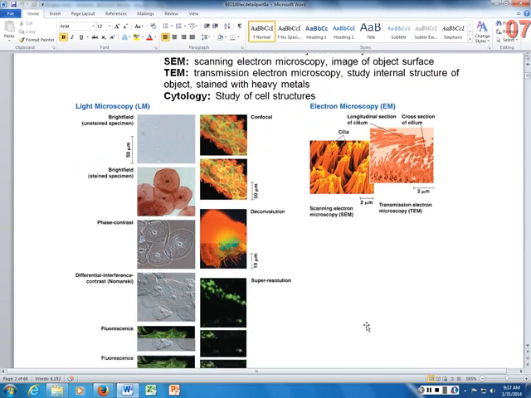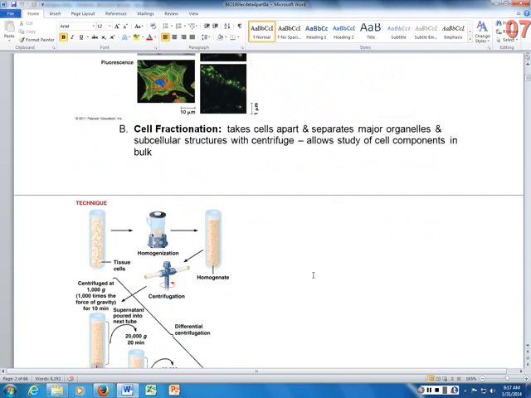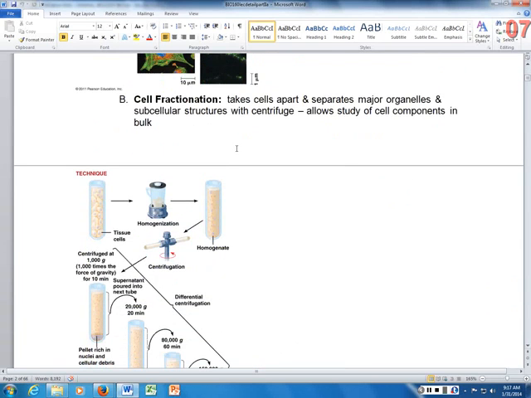So cytology is just the study of cells. One thing that can be done if you want to study just a certain organelle is you can do cell fractionation, where you take the cell apart. Basically what they do is they stick them in the blender to grind them up.